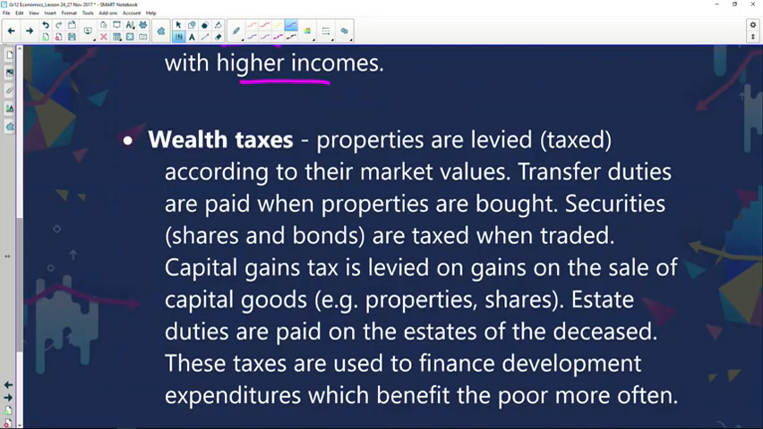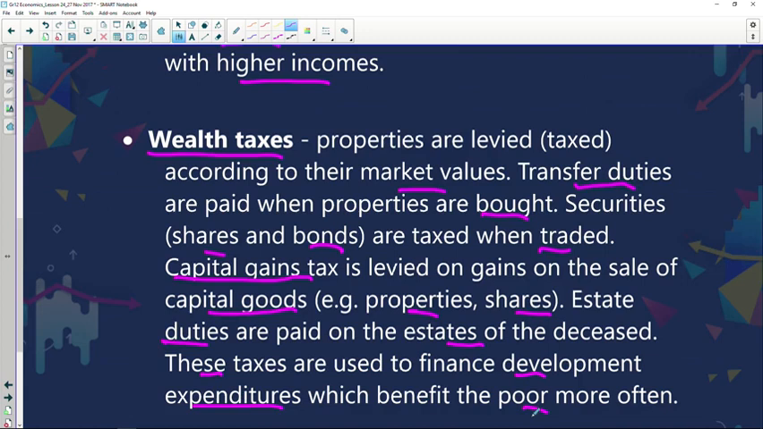Another instrument that can be used is wealth taxes. Properties are levied according to their market values. Transfer duties: if you buy a property, you have to pay transfer duties. Securities, shares and bonds are taxed when traded. Capital gains tax is levied on gains from the sale of capital goods, for example, properties and shares. And estate duties are paid on the estates of the deceased. These taxes are used to finance development and expenditures which benefit the poor more often.